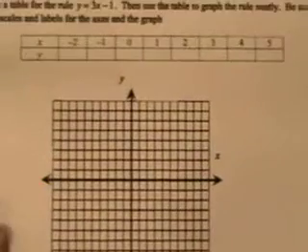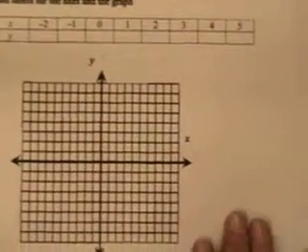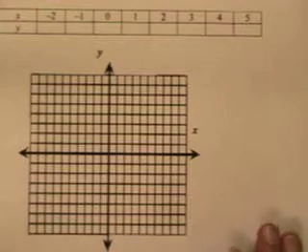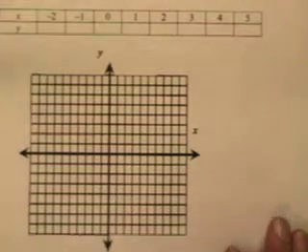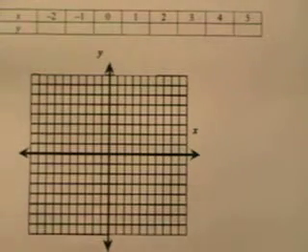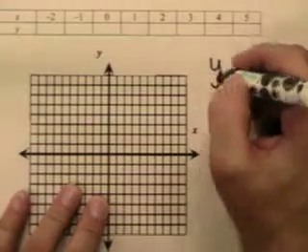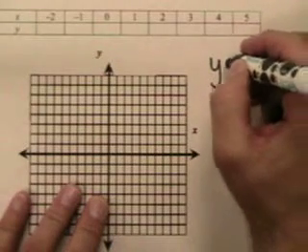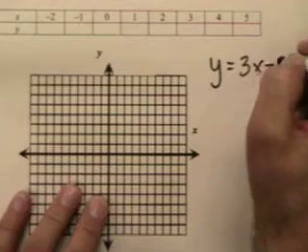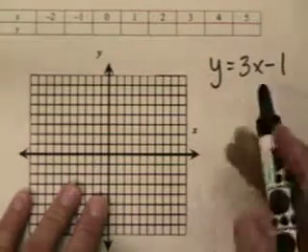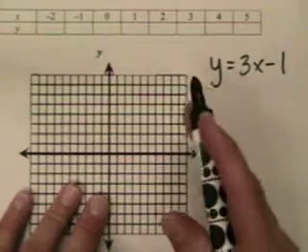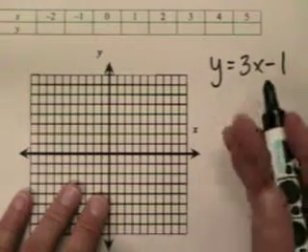Okay, in this problem they ask us to use the rule y equals 3x minus 1, and they want us to complete the table and then graph it. So y equals 3x minus 1. This is a little bit of a reminder of how to make a table from a rule.